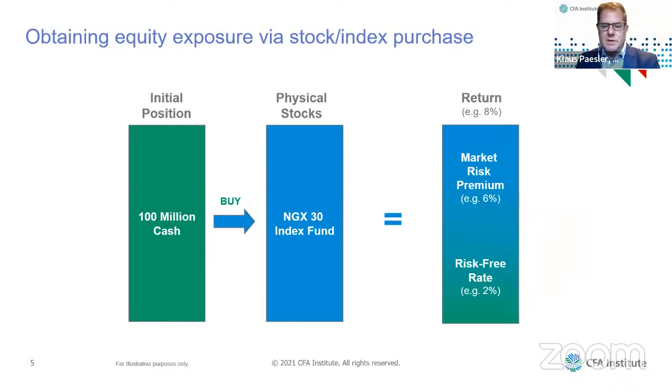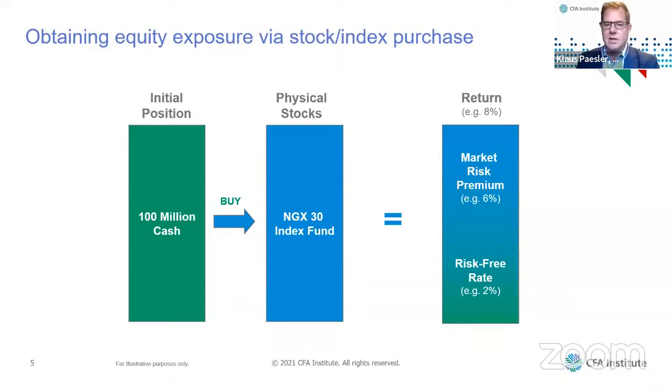So going into a little bit of the mechanics of how we do this, when we look at derivatives, you can obtain this equity exposure either physically. So this is an example of how we would do it physically. You have your cash that you plan to invest in the markets, and you would buy physical securities via an exchange or via a broker. In this case, we're using an example of the NGX30 index fund. You would go and buy all underlying securities in their appropriate weight in the NGX30 index.